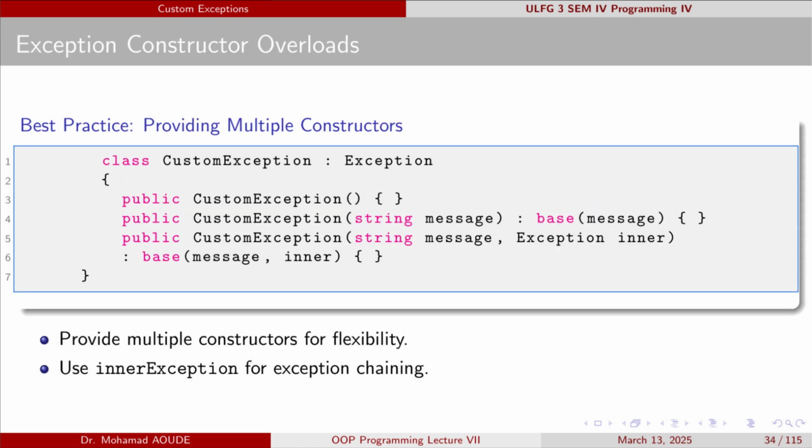It's good practice to provide multiple constructors for your custom exceptions: one with no arguments, one with a message, and one with a message and an inner exception. This gives flexibility when throwing errors, especially when wrapping lower-level exceptions.